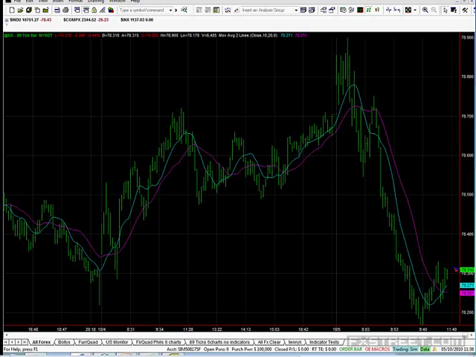So we looked at the macro, which is the daily view, coming right down to the micro, which is the tick chart, and at the moment, we are looking at a bullish chart. I suppose we ought to switch this over to candles for a moment. Let's just switch this over.